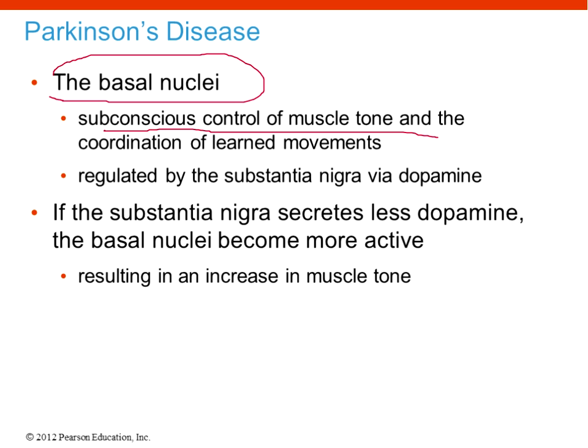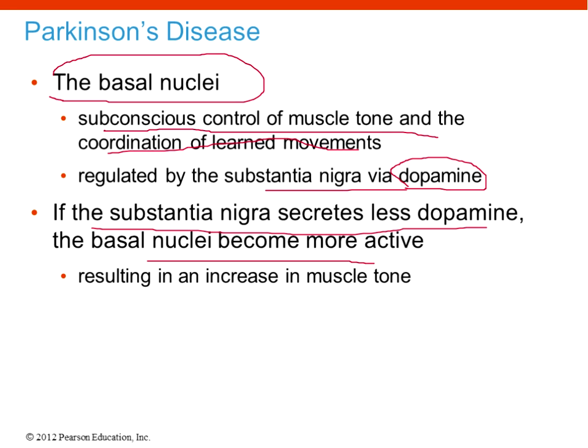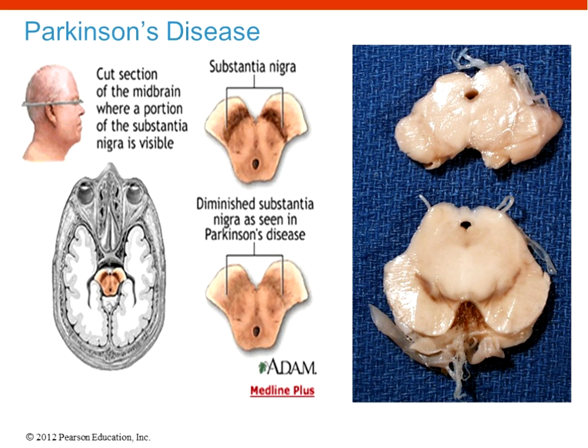Again, the basal nuclei are responsible for subconscious control of muscle tone, also helping with the coordination of learned movements, and are regulated by that dopamine from the substantia nigra. If the substantia nigra secretes less dopamine, the basal nuclei become more active, and that's where you see an increase in muscle tone, which causes these movement issues.